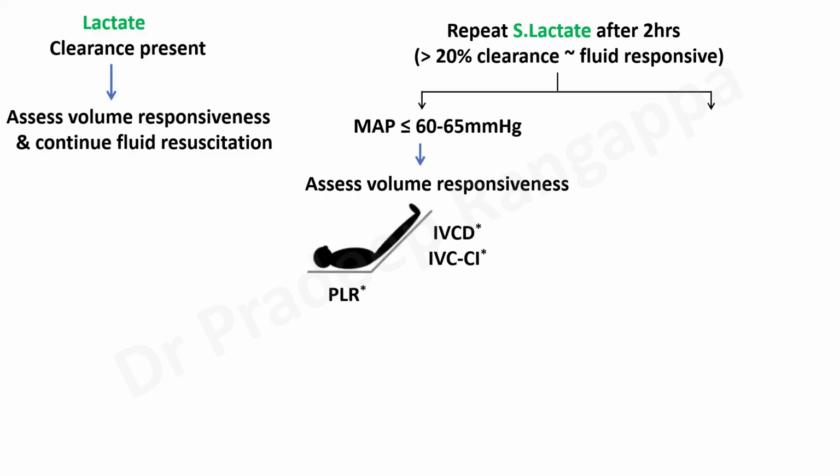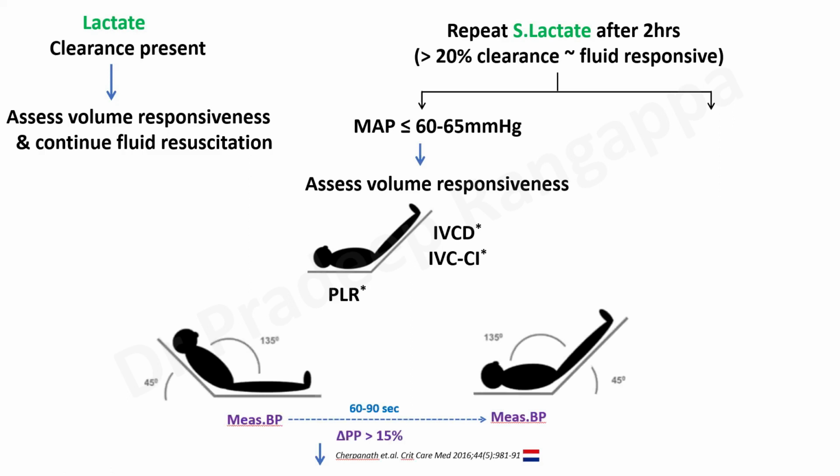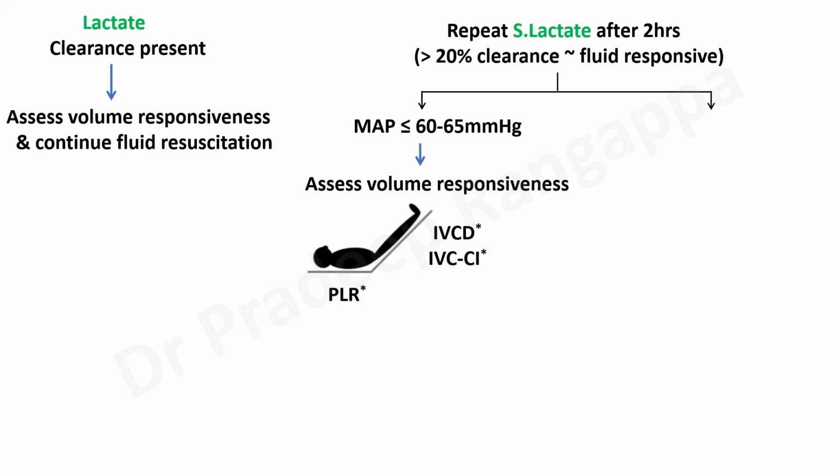If MAP is less than 60 or 65, where there is more than 20% serum lactate clearance, then you assess for fluid responsiveness with the passive leg raising test. Or you can do IVC diameter or IVC collapsibility index. So these can be used as adjuncts to determine whether your patient is still going to respond to the fluids. Because once your lactate clearance is more than 20%, it indicates there is some fluid responsiveness.